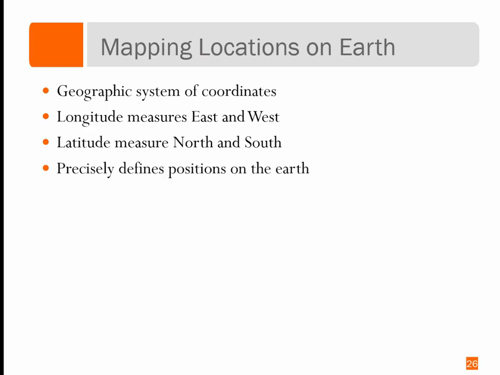So the first part of the system is longitude. Longitude measures east and west, basically directions east and west. And then latitude is the second part of the system that measures locations north and south. So with these two measurements, it basically creates a grid. And of course, it's a grid placed on top of a sphere. And it helps us precisely define positions on Earth.